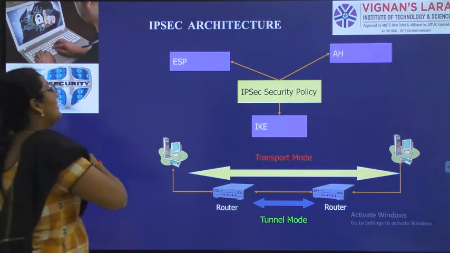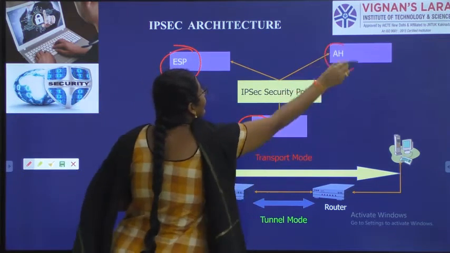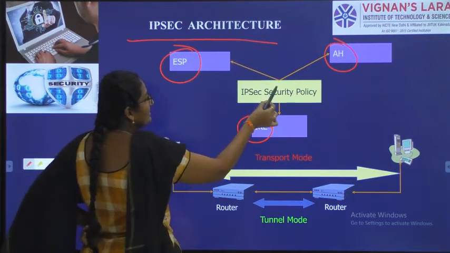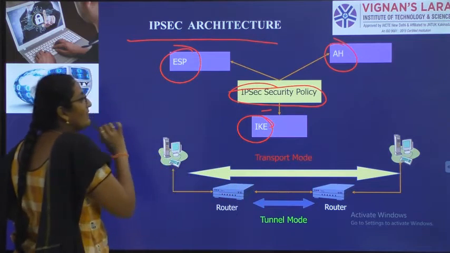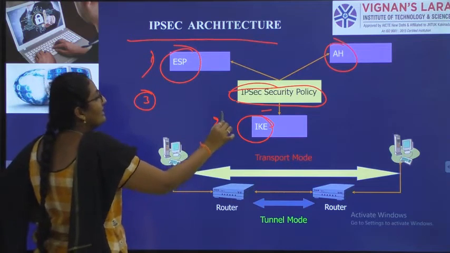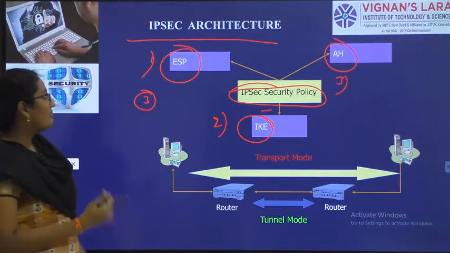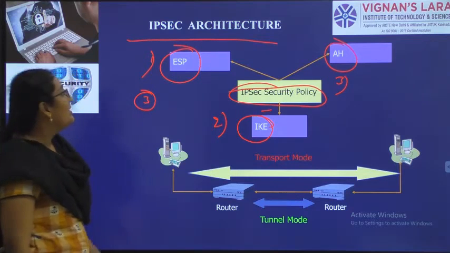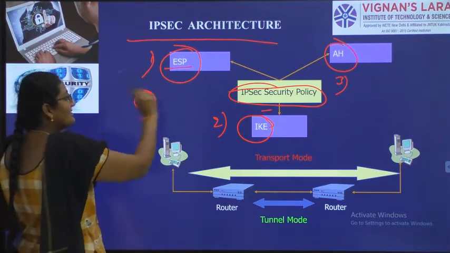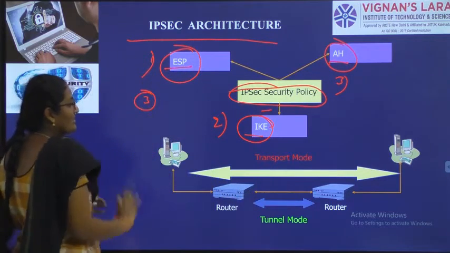See here: encapsulating security payload, internet key exchange, authentication header. If we mix these three, that is the architecture of IPsec. This is the IPsec security policy. From the IPsec security policy, we have three elements: encapsulating security payload, internet key exchange, and authentication header. So these three are the architecture of IPsec. It is a simple architecture, we don't have any big things in this. So these three are the architectural elements.